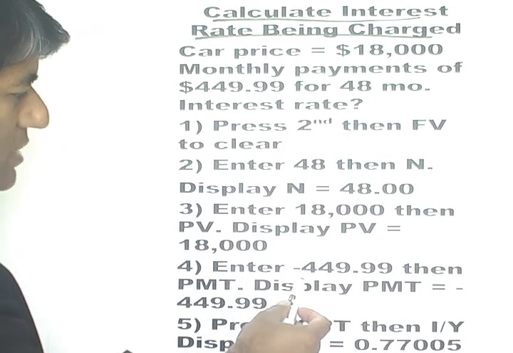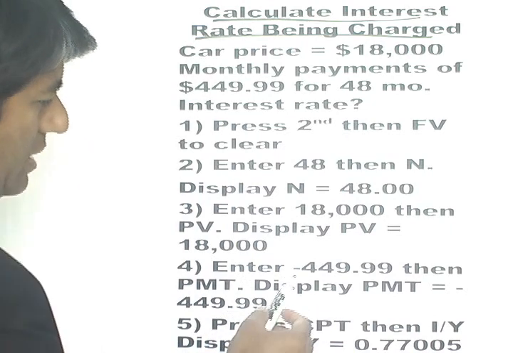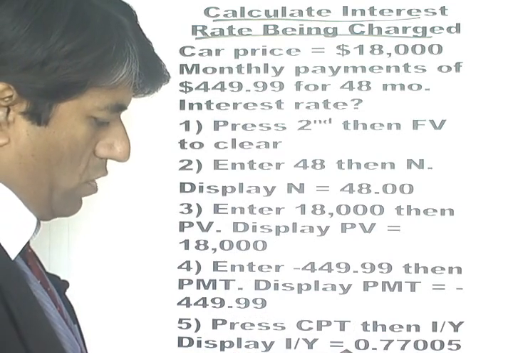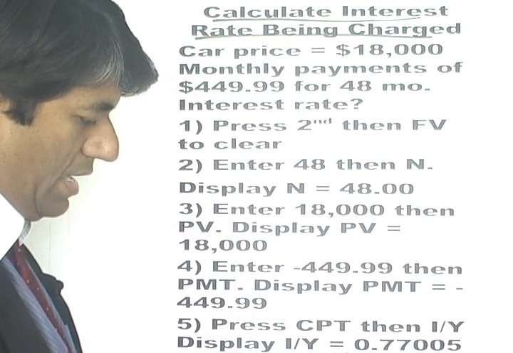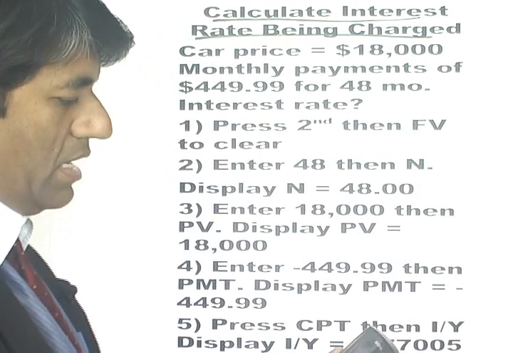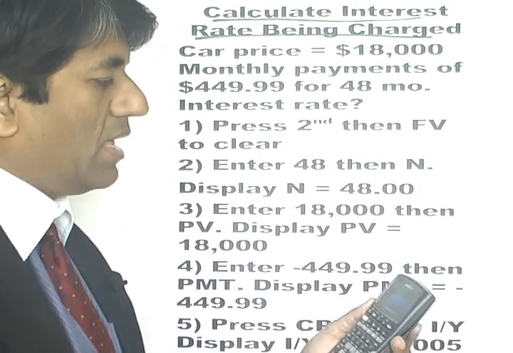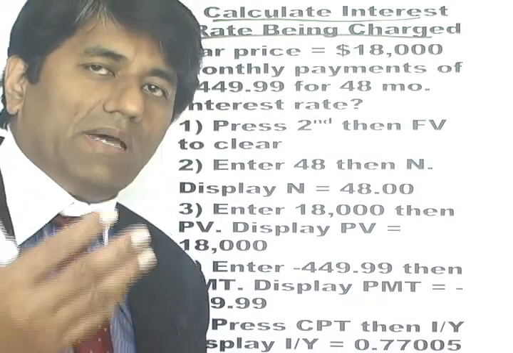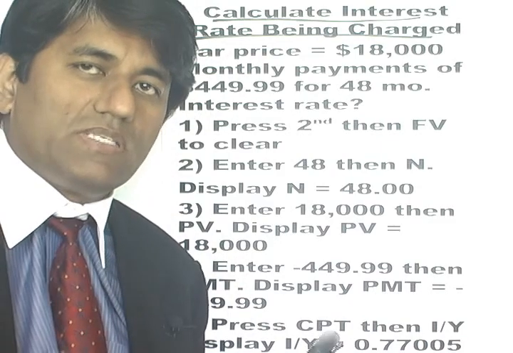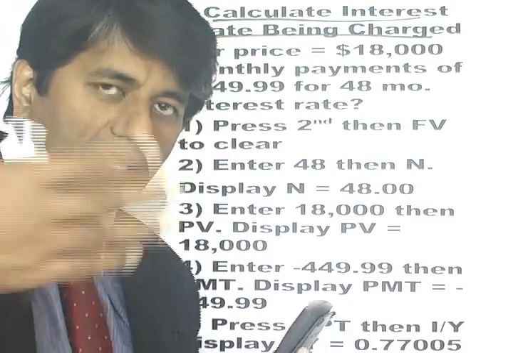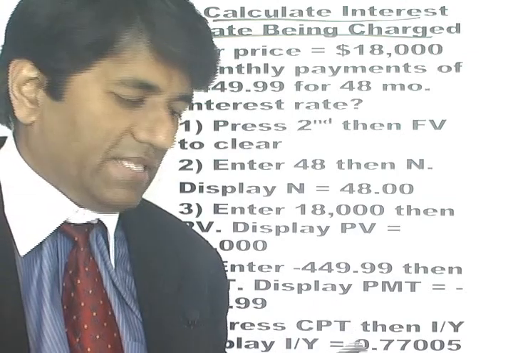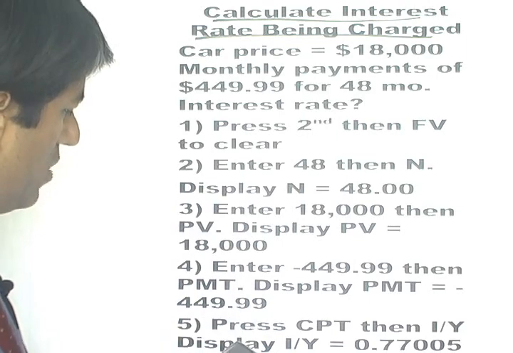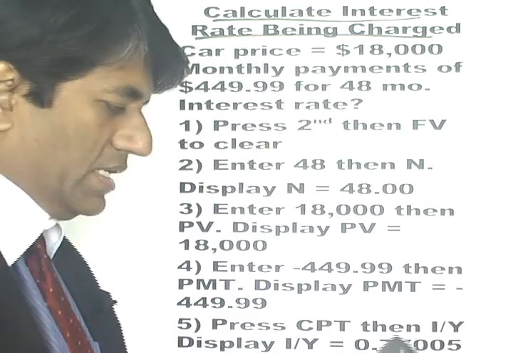After that, enter payments as minus 449.99. So 449.99, plus minus, so you get that, and then you hit PMT. The point is that the money you receive to buy the car, you entered as positive, and when you make the payments, that's money you're giving out, so you have to enter it as negative. Okay, so you have payment as minus 449.99, and all the data is now entered.